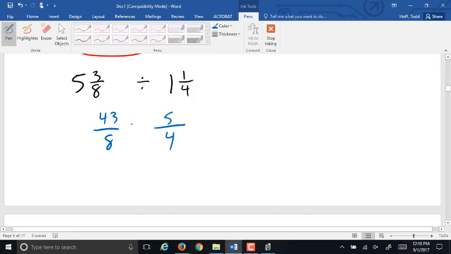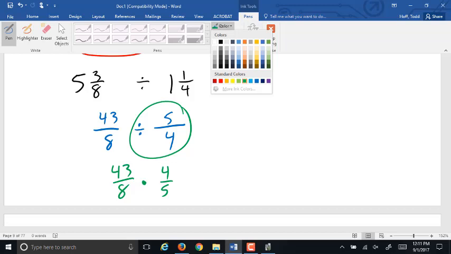5/4. Now, don't ever make the mistake of trying to cross cancel at this point. It is still division. Now, there's nothing to cancel here anyway, but just a warning. What's next? Reciprocal of the 5/4 becomes 4/5. That's multiply now.